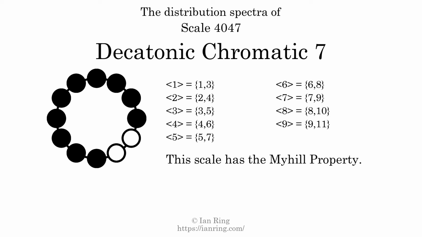If every spectrum has exactly 2 specific intervals, we call that the Myhill property. All of these spectra have exactly 2 sizes, so this scale has the Myhill property. Since the generic interval ranges overlap, this scale is an improper scale.